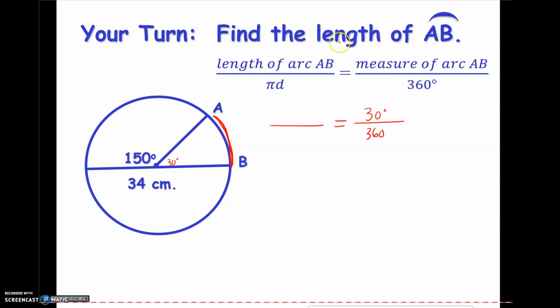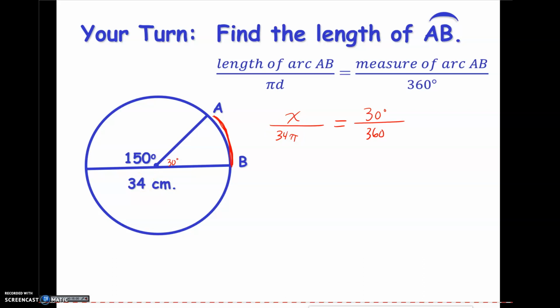And then I'm asked to find the length of AB, which is this guy up here. That's what I don't know. That's what I'm looking for, the length of my arc AB. And then down here is my circumference of my circle. So I know that my diameter here is 34, so this is going to be 34 pi.